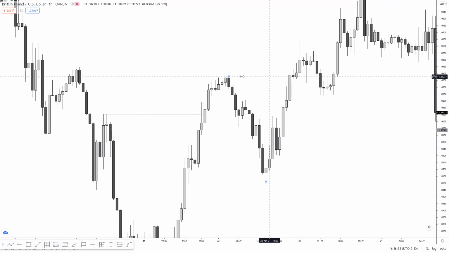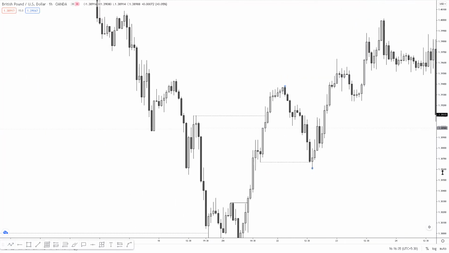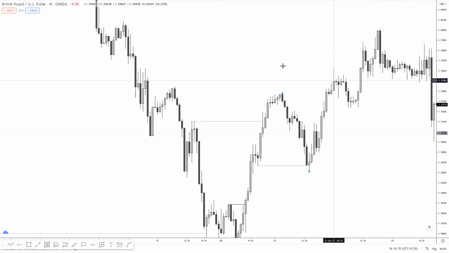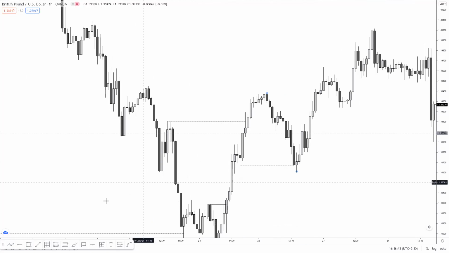Now if we want to play ping pong, we need to know where the next pullback is coming from. I told you, pullbacks come after a major high or low has been taken out.